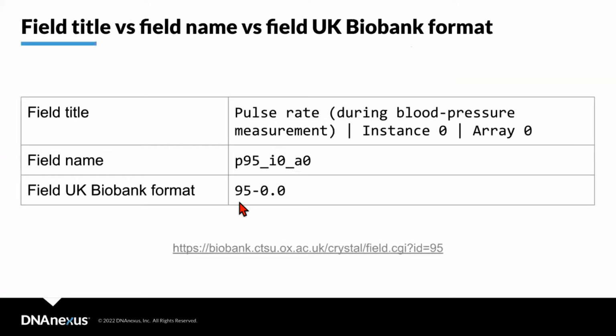For example, you can look at this field on this link in the UK Biobank documentation. It's pulse rate, instance 0 and array 0, meaning that pulse rate was measured 2 times for the participants. So here is the UK Biobank format, here's a field name that we'll use on the UKB RAP platform, and here's a field title. The title is something human readable, and the field name is something more computer readable.